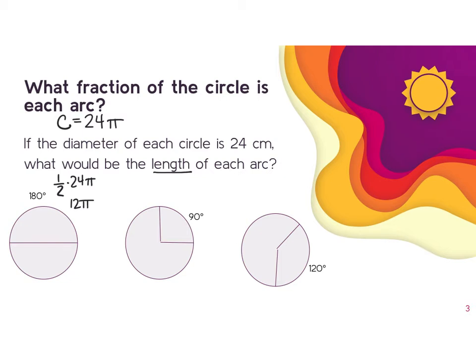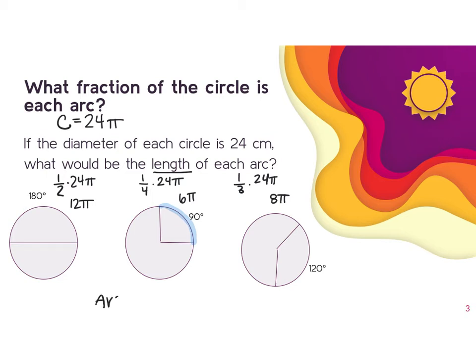Let's look at the next one. 90 degrees is the same as 1/4 of our circle. So 1/4 times 24 pi is equal to 6 pi. So the length here is 6 pi. Our last one, 120. Maybe you're wondering, what part do we have? It's 120 out of 360 total degrees, which is the same thing as 1/3 times 24 pi, which is equal to 8 pi. Hopefully, you're seeing a pattern to find arc length.